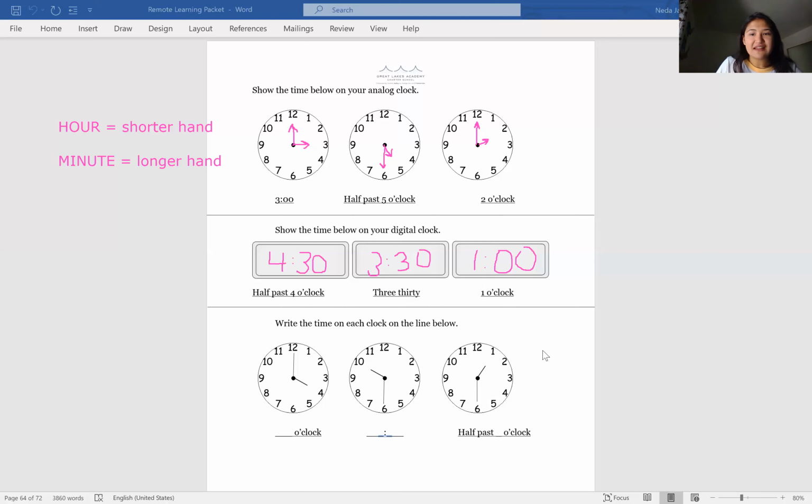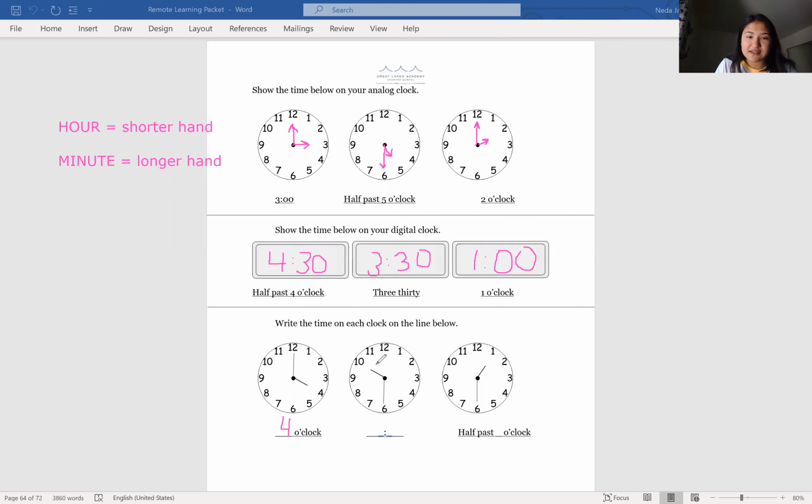Nice job. Now that you did that, let's do it together. So when I'm looking at a clock, I'm always going to look for the hour hand or the shorter hand first. That's right, I'm always going to look for the shorter hand first. So on this first clock, I see the shorter hand pointing at 4, and I see the minute hand or the longer hand pointing at o'clock. So that tells me that we are at 4 o'clock. Nice job.